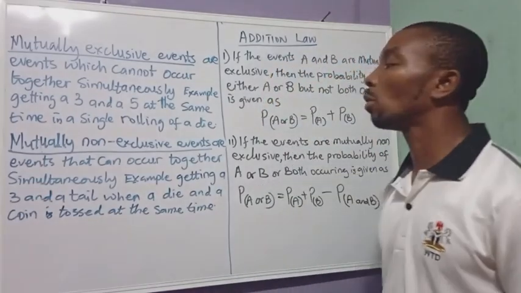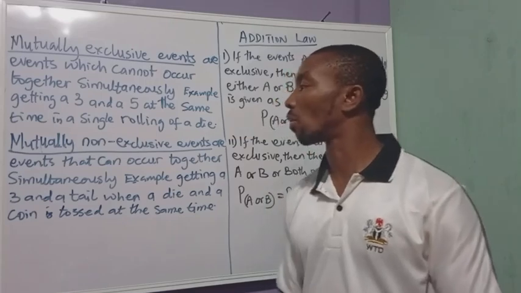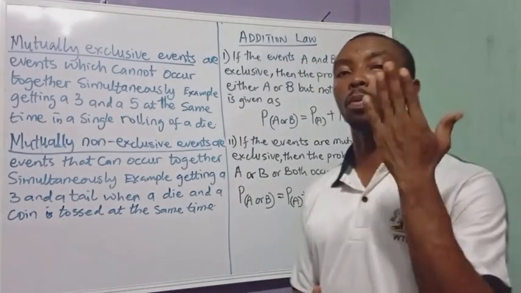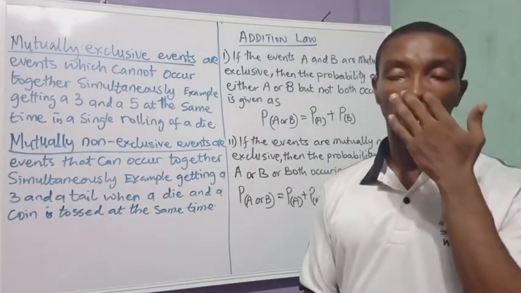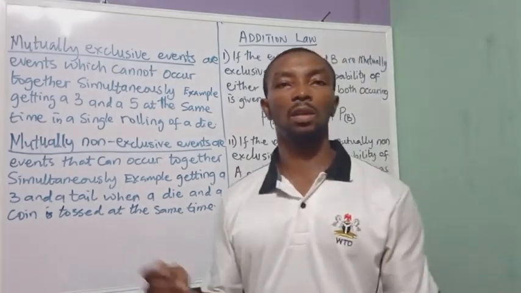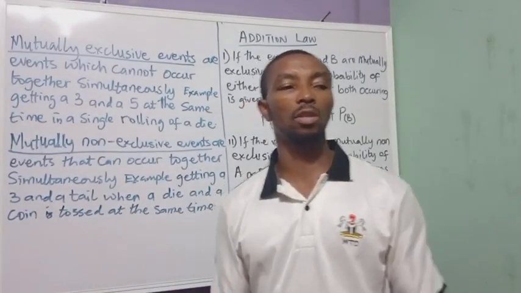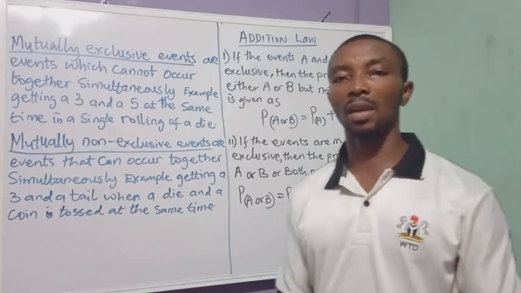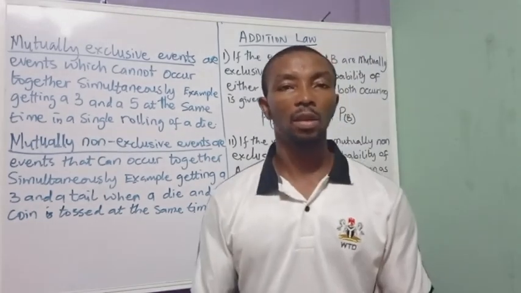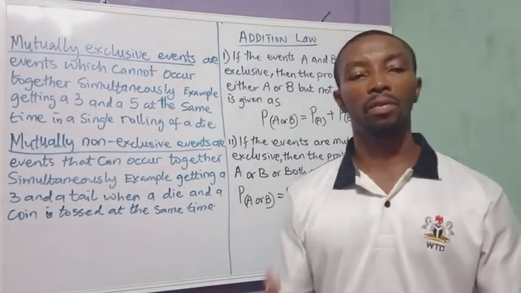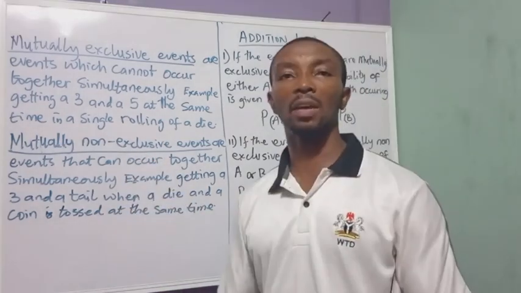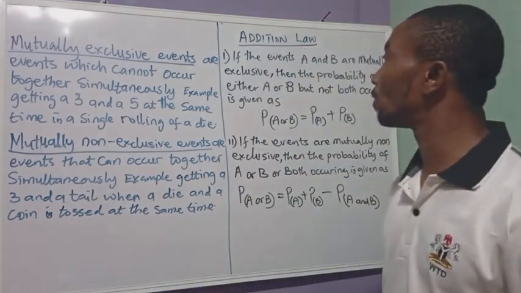Now, non-mutually exclusive events are events that can occur together simultaneously, the opposite of mutually exclusive. Examples are having a coin and a die. You can toss a coin and a die together and get a 3 and a tail, or a 5 and a head. They both are occurring at the same time. So those are examples of mutually and non-mutually exclusive events.